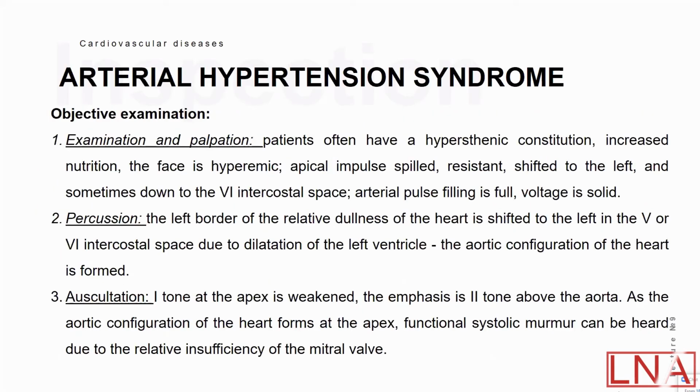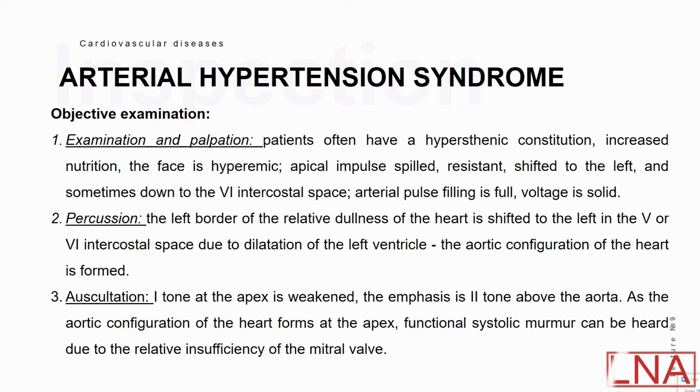During objective examination, we can identify that patients often have a hypersthenic constitution, with increased nutrition. The face can be hyperemic, maybe not. The apical impulse will be spiraled due to hypertrophy of the left ventricle, resistant, and shifting to the left due to dilatation of the left ventricle, sometimes down to the 6th intercostal space, depending on the level of the dilatation. Arterial pulse filling is full and voltage is solid.